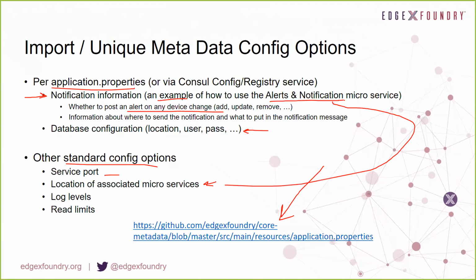We don't want you to query for everything that's in the database and cause the whole system to crash, so we provide read limit parameters, so you only get back a certain number of devices or device profiles, for example, when you query on that API.